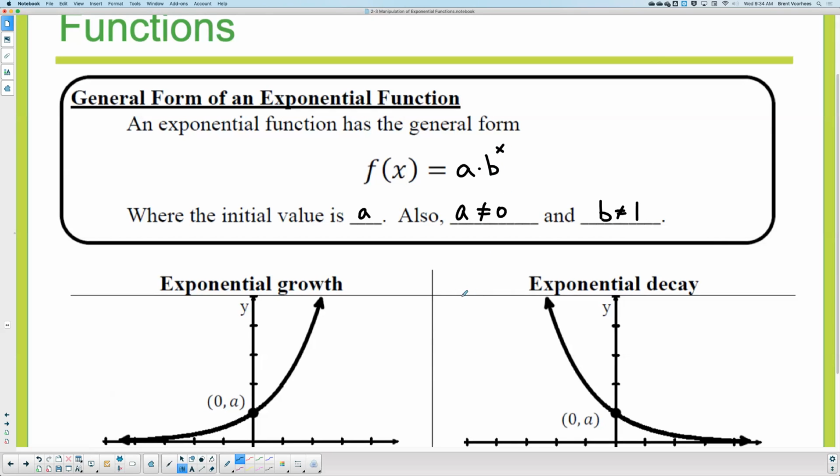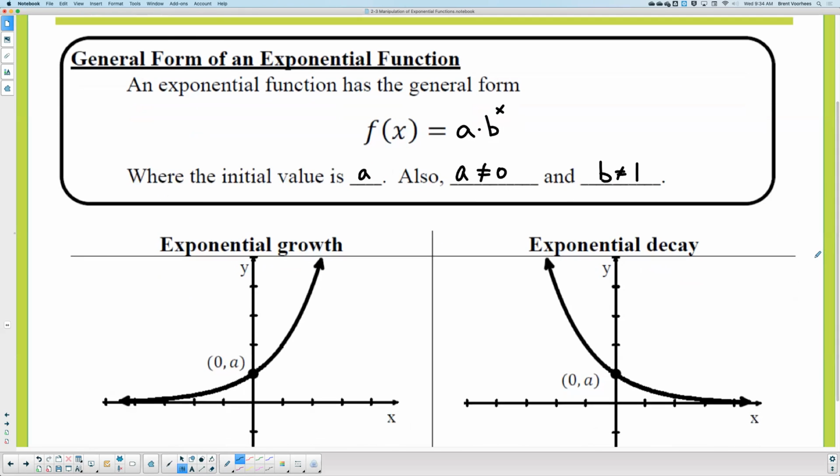Okay, it would be a line then. If anything times 1 is itself, it would be a constant line. So for that reason, a cannot be 0 because that would just give us a constant 0 slope. And if b is 1, then we have a line as well. It's a constant function at whatever value a is. So those are your two rules for it to be exponential.